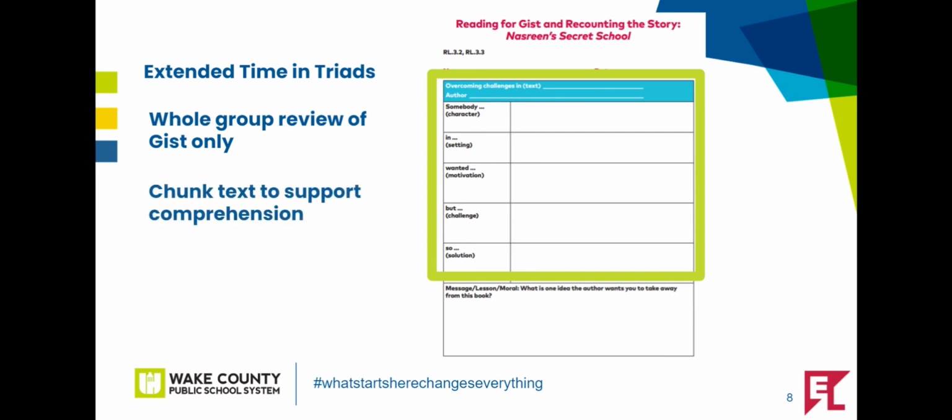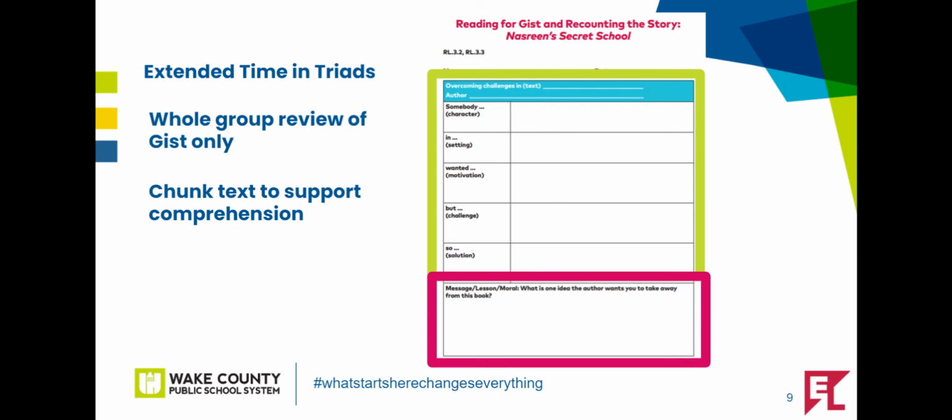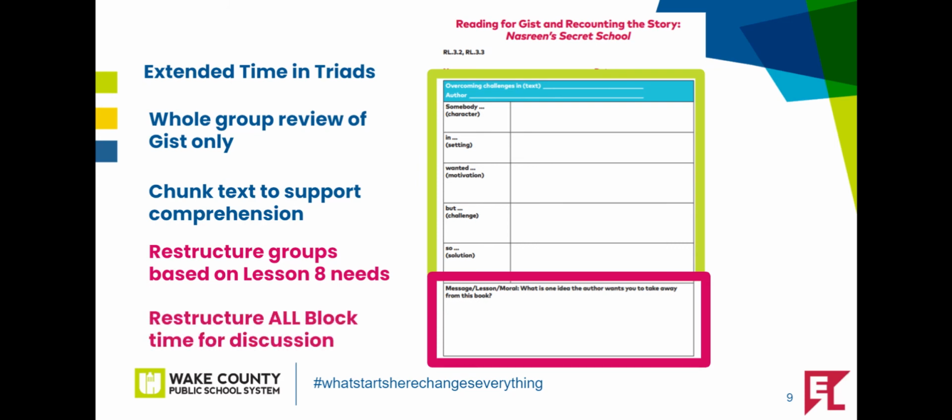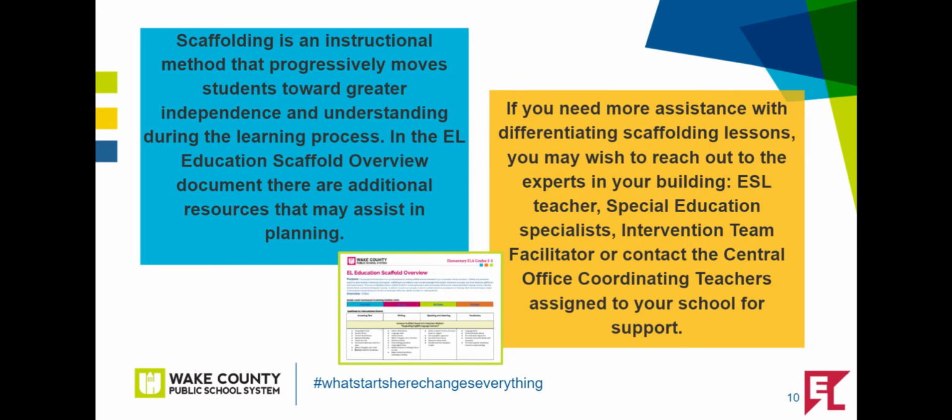Alternatively, consider chunking the text into smaller sections and directing triads to complete one section of the gist at a time, helping students to focus on particular pages. Many groups will struggle with identifying the message, lesson, moral the first time. Consider collecting the note catchers to review student work before Lesson 9 so as to adjust small groups based on student needs. Alternatively, consider restructuring your all block activities for the day so that you can meet with small groups to have deeper discussion time about the message, lesson, or moral.